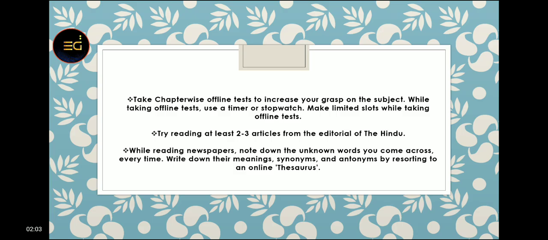Try reading at least 2 to 3 articles from the editorial of The Hindu. It will increase your stock of words. While reading the newspapers, note down the unknown words which you come across every time. After noting down the words, you need to write the meaning, the synonyms and the antonyms. Also, you can just write down an example sentence below it. And for this, you need to resort to an online thesaurus.